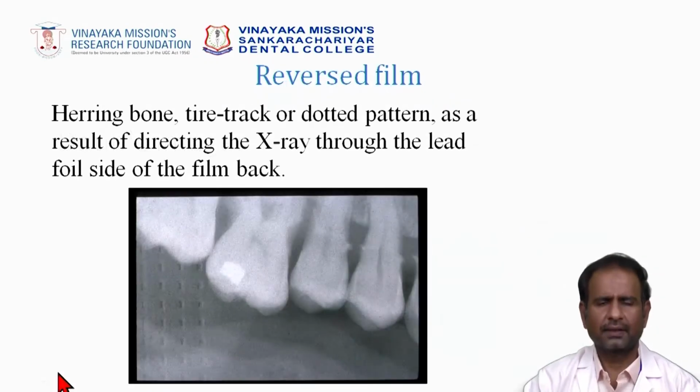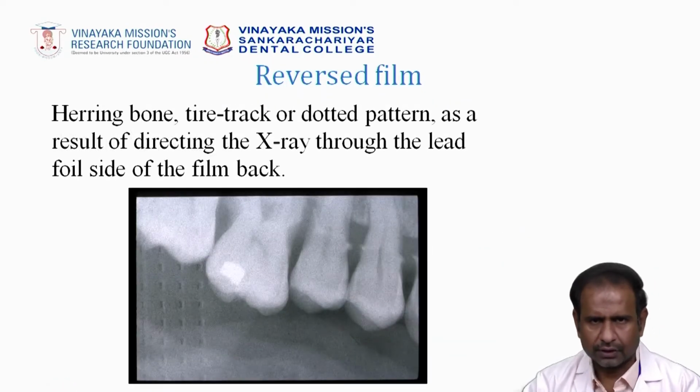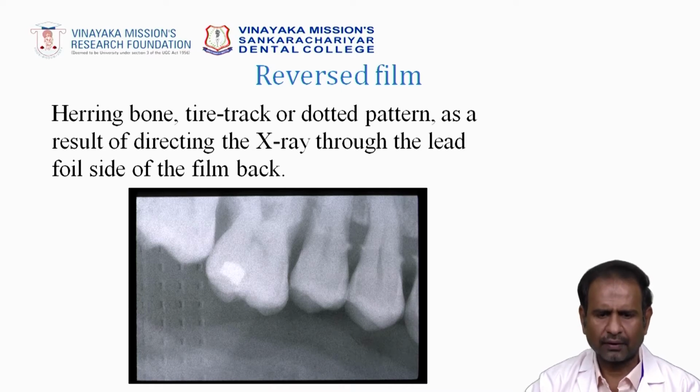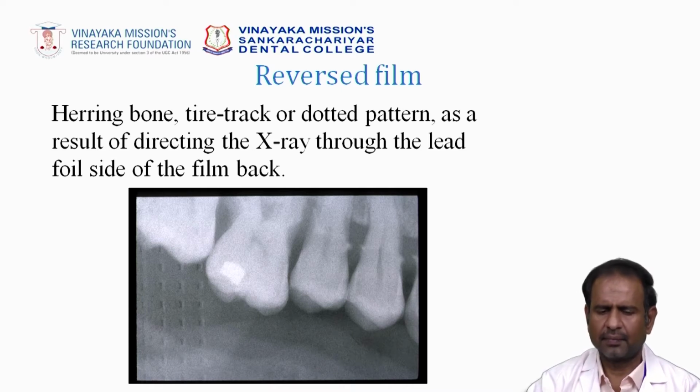Next is the reversed film. Usually the film has 2 sides: one is the white side, the other is the arrow side. The white side should always face towards the cone. That is the correct method. Sometimes the arrow side is mistakenly placed towards the cone. This type of error occurs, and the reversed film results.